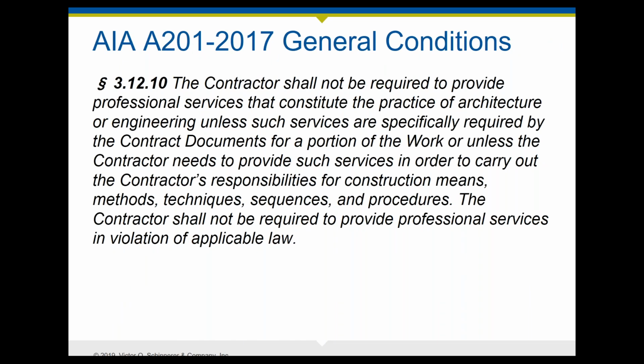Now, this is language in the AIA contract, and it talks about two things that the contractor will do. For design delegation, if those services are specifically required by the contract documents for a portion of the work, that's design delegation. Or if the contractor needs to provide services to carry out its responsibilities for construction means, methods, techniques, sequences, and procedures, that's not delegated design, but that is the responsibility of the contractor. The AIA is very careful to say we're not forcing contractors to provide professional services in violation of applicable law. That would make the contract void. So they're very careful in spelling out those two responsibilities, either assigned by contract or needed to be done because of the contractor's responsibility for controlling its own means, methods, techniques, sequences, and procedures.